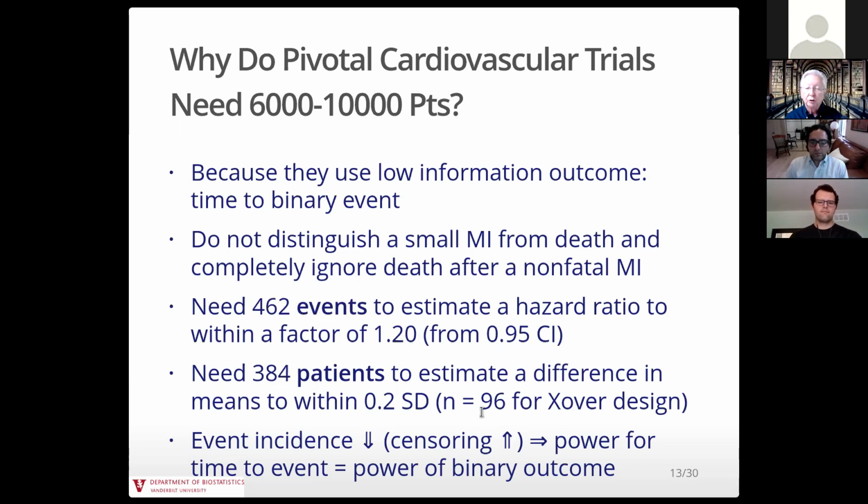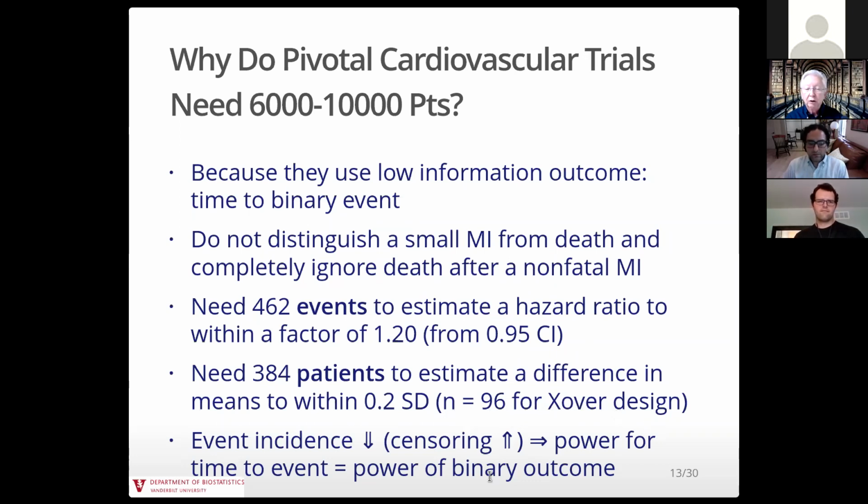If you're doing a crossover design instead of a parallel group design, for that same difference, for that same level of precision, you would need only 96 patients in a crossover study. So using each patient as his own control has a major advantage there.